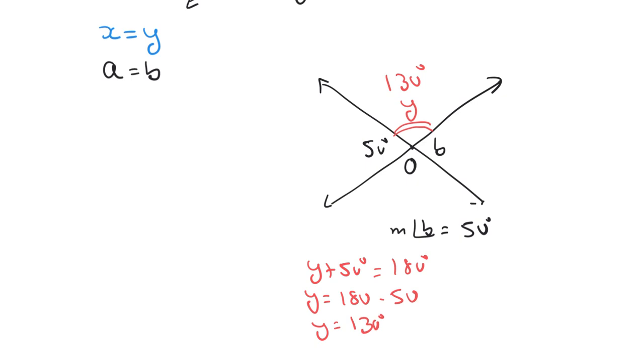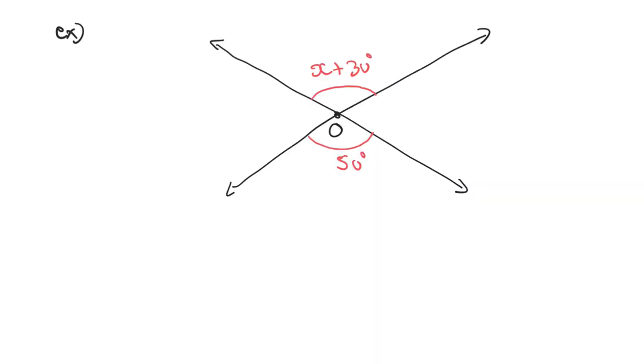So if Y is 130 degrees, can you tell me how much is the angle X? Angle X will also be 130 degrees. Why? Because X and Y are vertically opposite angles. And we know that vertically opposite angles are equal. Got the point? Understood what vertically opposite angles are? Let's do one problem. Let's try to do this.